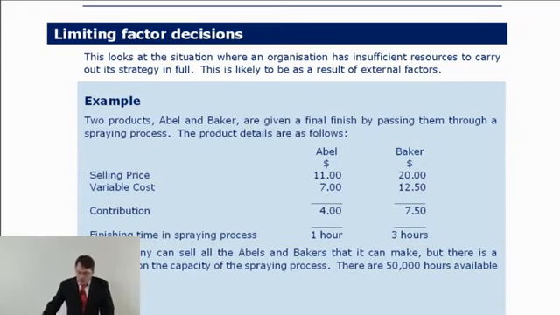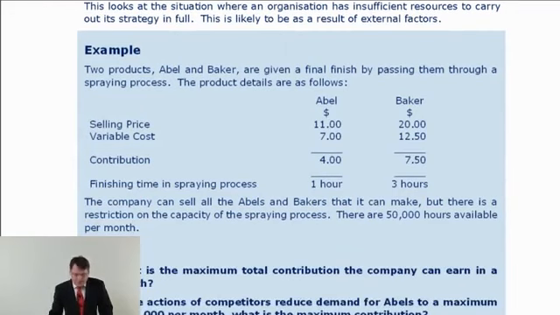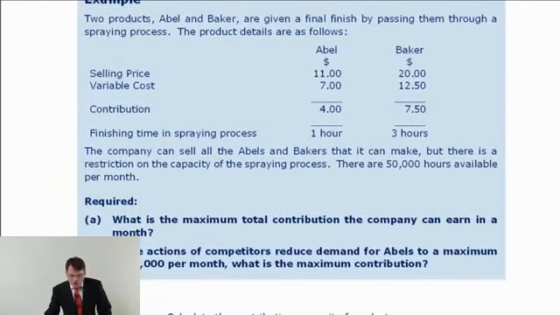So, limiting factor decisions. A limiting factor, you will remember from F5, you do not have enough of a resource. That is stopping you from making as many items as you like. And because you can't make as many items as you like, you can't sell as many items as you like, you won't make as much profit as you would like. So we need to think out what's the best thing to do to maximise our profit.